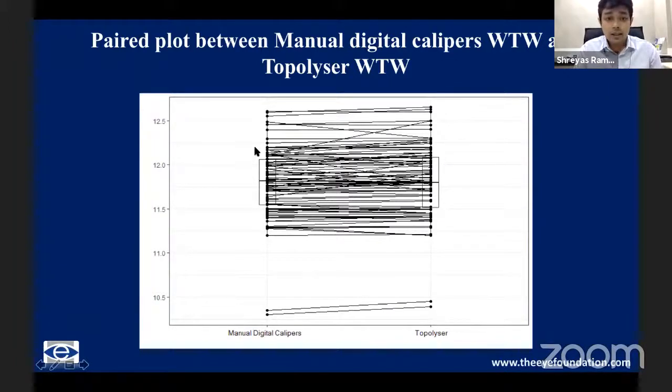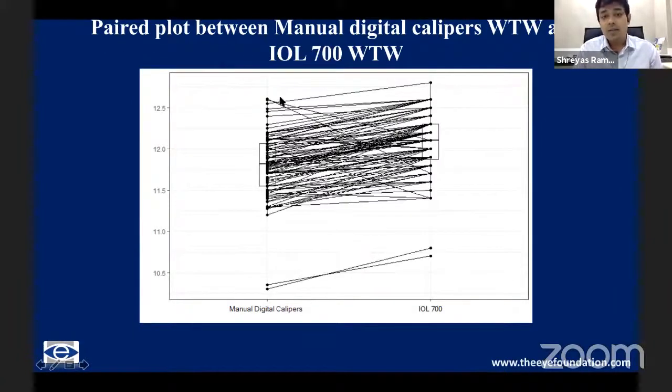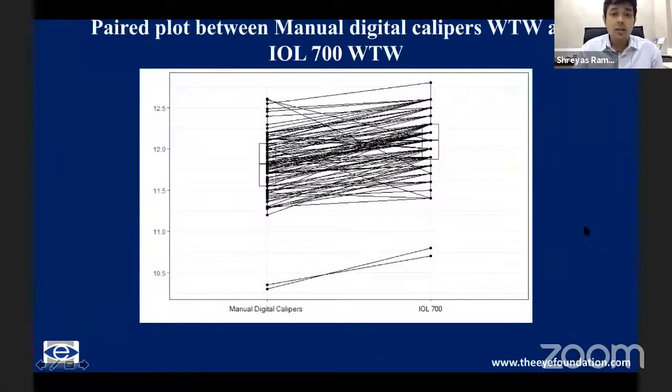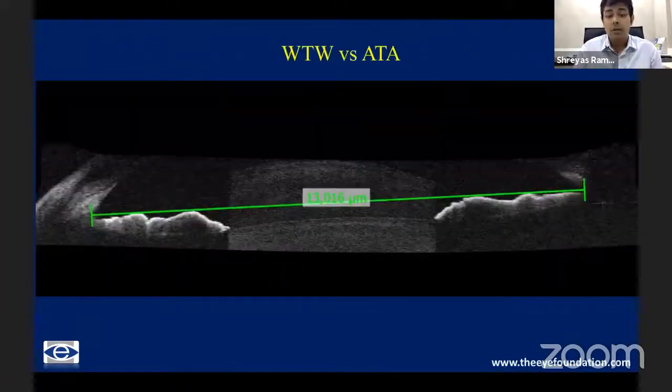While you look at the comparative paired plots of measurements between the manual digital and Topolyser, almost all of them are linear. Whereas with the IOL 700, you had these outliers, which are these crisscross lines that you're seeing cutting across. And this was the reason attributed why the IOL Master was still not interchangeable, using the manual digital caliper or the Pentacam and other values.